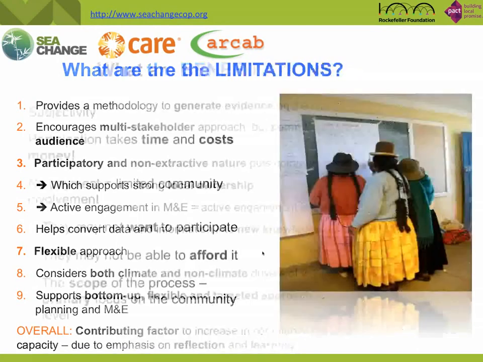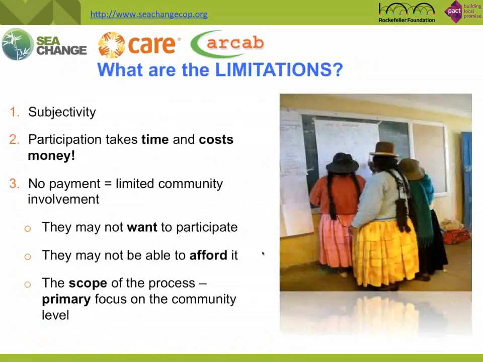While there are many positive aspects of the PMERL methodology, I'm not going to lie, it has some very clear limitations. For example, the emphasis on participatory processes also means that much of the information generated will be subjective and designed to meet the needs of specific target groups. But then again, you can argue how objective the standard M&E system really is, but we can take that up in the discussion. The good news is that this limitation is being addressed by the ARCAB team, and Lucy will elaborate on that in part two.